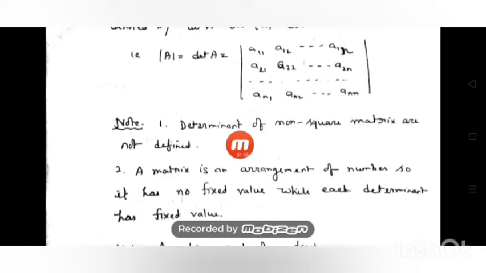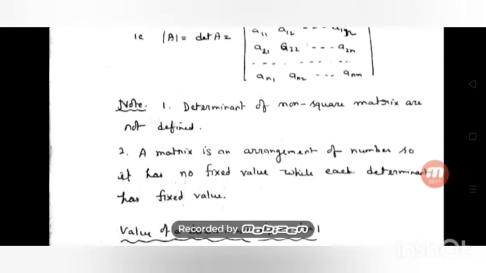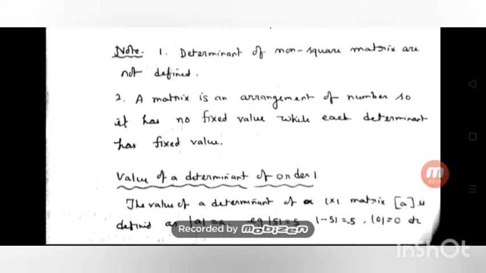Again, one more thing: what is the difference between a matrix and a determinant? The matrix is an arrangement of numbers, so it has no fixed value, but a determinant has a fixed value. Now we have to know how to get the value of a determinant of different order. We will discuss up to third order determinants. So first I will go to the value of a determinant of order 1.